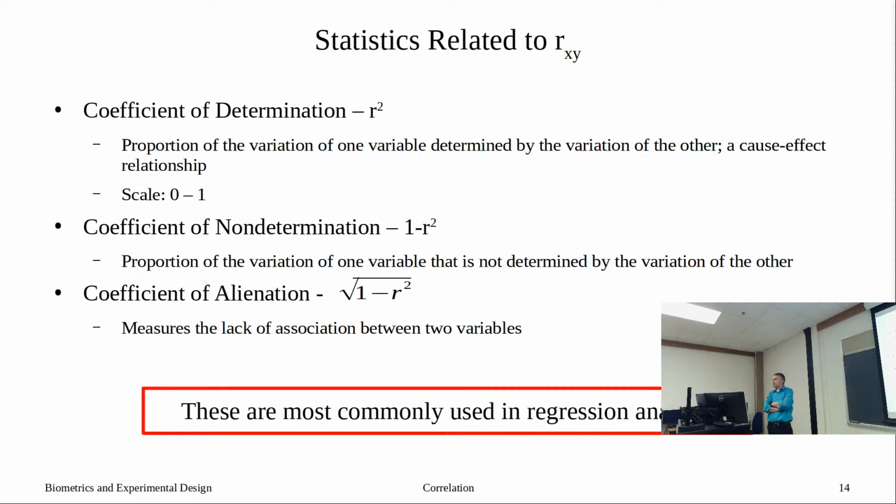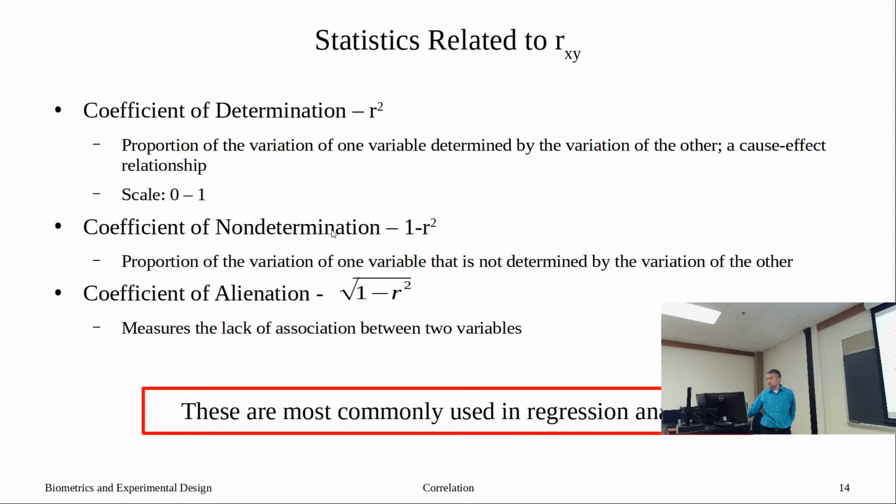Determined by another's variation. Sounds very similar to covariance, right? Which is what correlations are doing. It's a standardized covariance. The coefficient of determination is the percentage of that variation that's accounted for by the variation of the other. This is typically used when we're trying to imply some sort of cause-effect relationship. 1 minus r squared is the coefficient of non-determination, so it's basically the opposite.